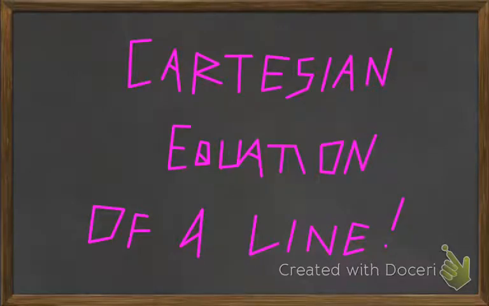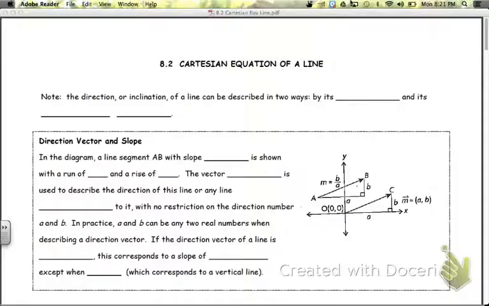Today we'll be looking at 8.2, Cartesian equation of a line. To begin our lesson today, just note the direction or inclination of a line can be described in two ways, by its slope and its direction vector. So, what we learned yesterday about the direction vector. The direction vector and slope.